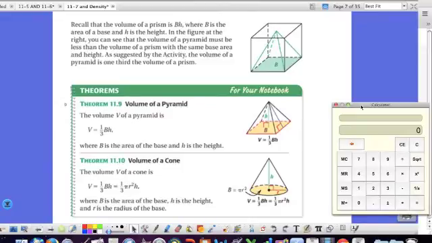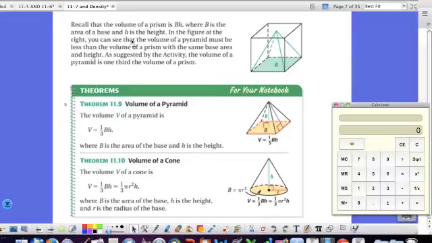So now we're going to get into formulas for pyramids and cones. Basically the short version of this is when you have a shape that ends in a pointy top, it's not a prism, it's either a pyramid or a cone. And you're going to use a formula like we used before, but we're going to multiply by a third. So recall the volume of a prism is the area of the base times the height, where b is the area of the base and h is the height.